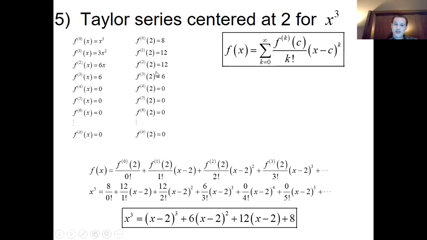And since your derivatives eventually go to 0, this pattern does stop. After you get past the cubic term, this no longer has any value. And if you clean all this up and simplify the factorials and determine the coefficients, it looks like I'm going to write them in the traditional order.